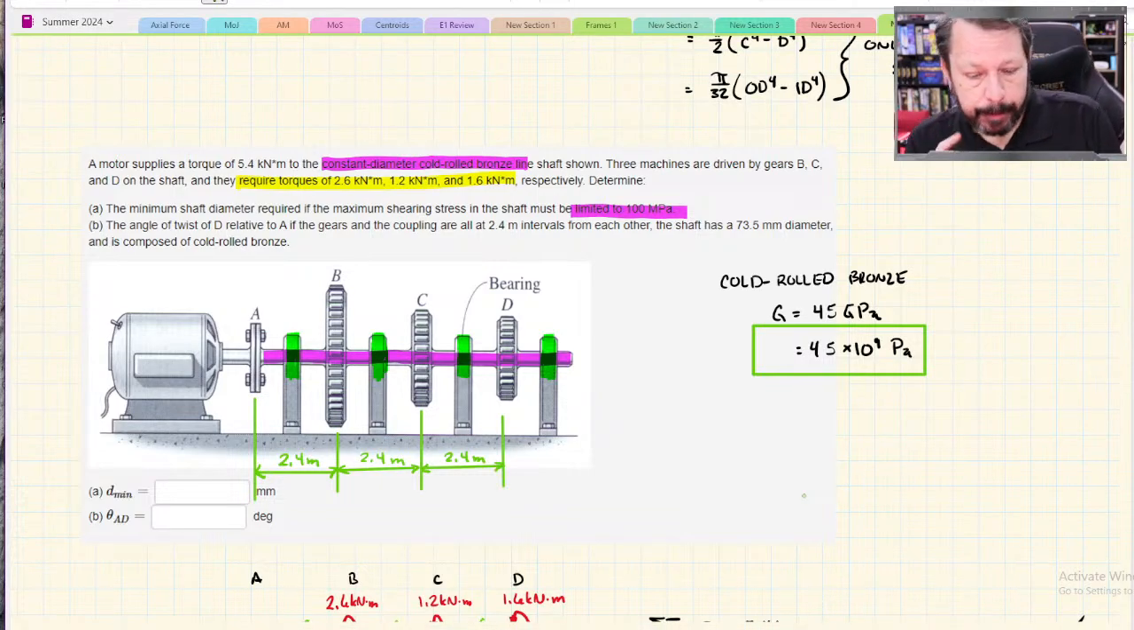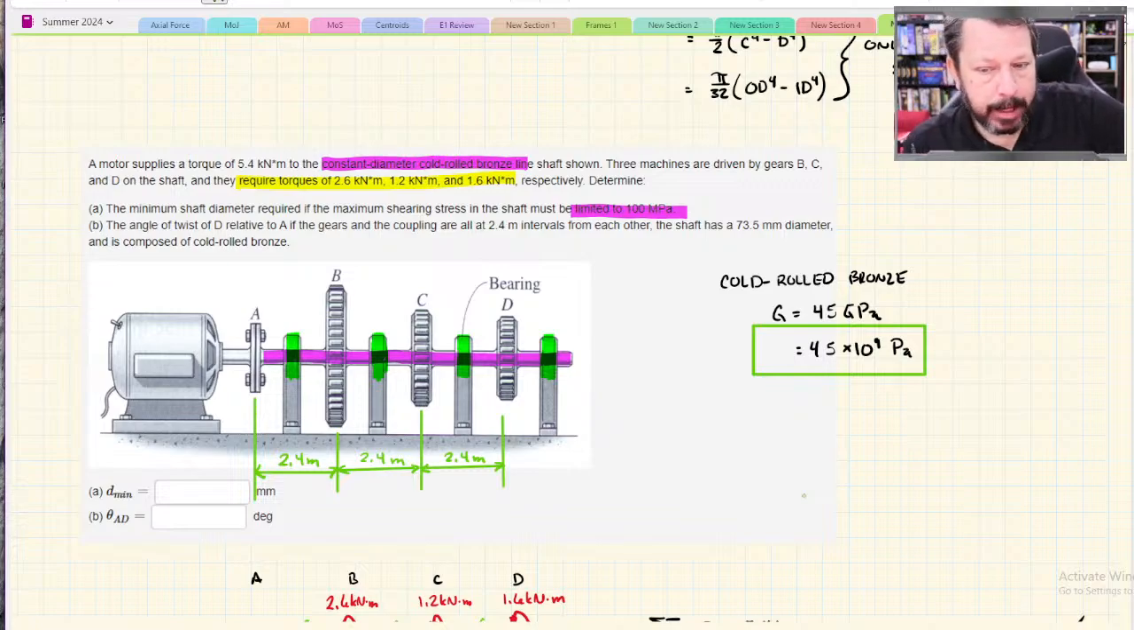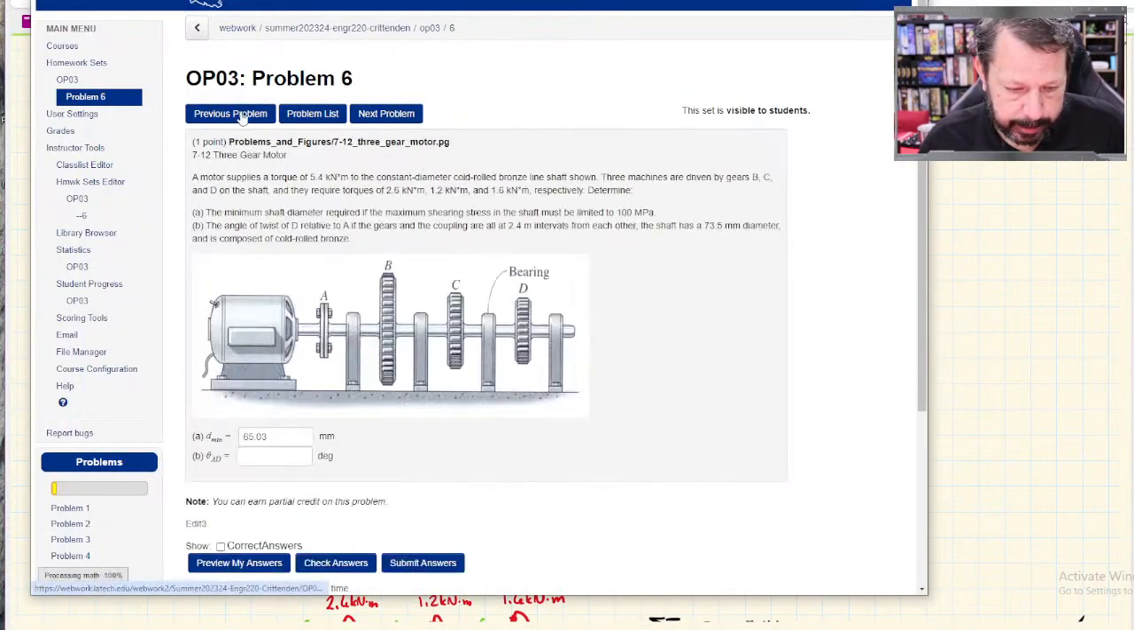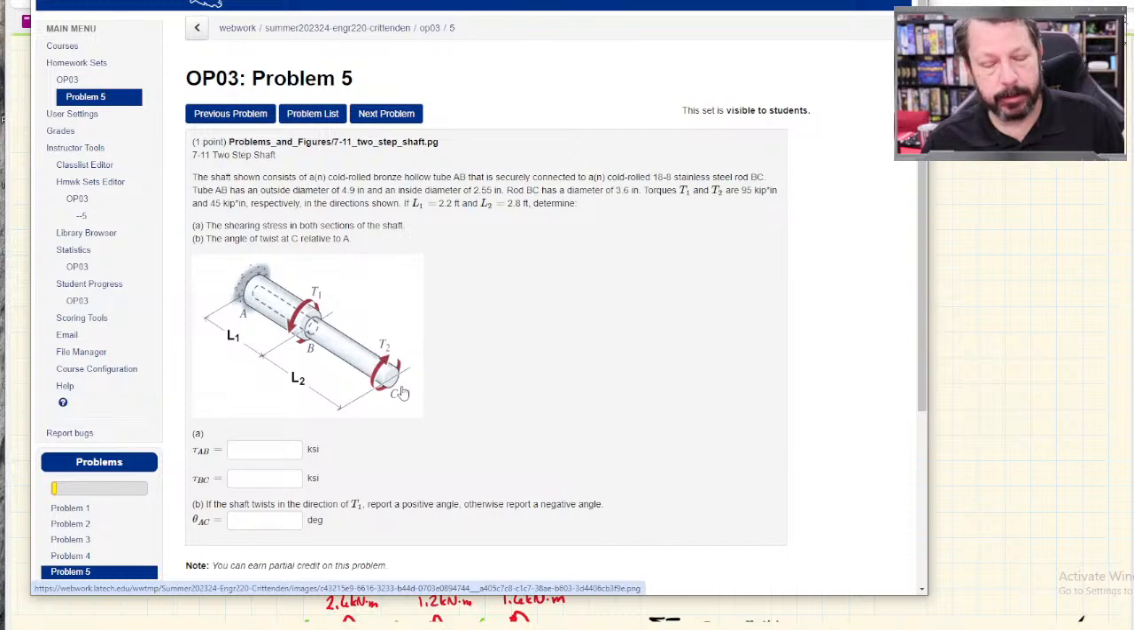Okay, so this problem is going to work a lot like the axial deformation, where we had a bunch of different loads applied and each section could either stretch or compress. That's the same thing that's going to happen here. It is possible we could arrange a problem where one section is twisting one way and the other section is twisting the other way, and so they have to subtract from one another.